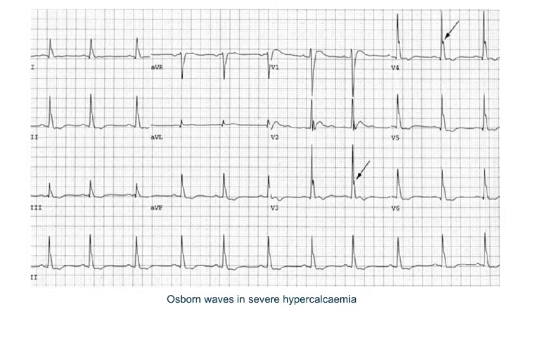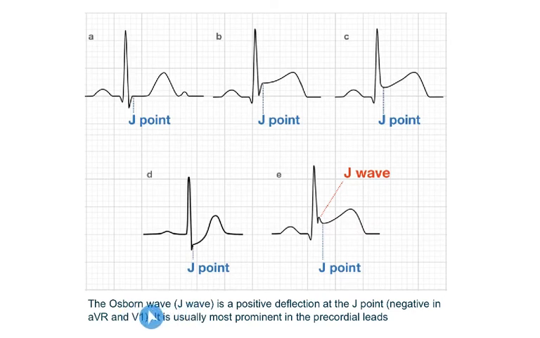Another feature of hypercalcemia is Osborn waves. Osborn waves are basically a positive deflection which you can see at the end of the QRS complex in severe hypercalcemia. The Osborn wave is also called J wave. Why? Because it occurs at the J point. The J point is the junction between the QRS complex and ST segment. So whenever you see a positive deflection at the J point, it is a J wave or Osborn wave, and it is usually most prominent in the precordial leads.